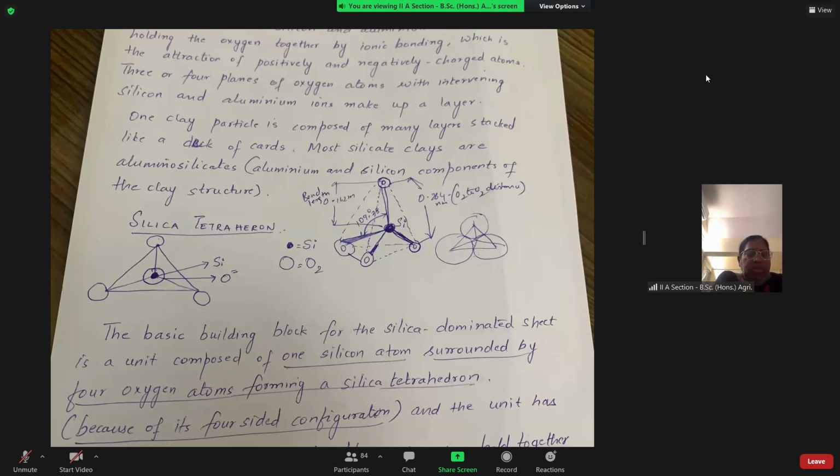Because of its 4-sided configuration, the unit is referred to as a tetrahedron, and it is said to have tetrahedral coordination. Here, the planes of oxygen held together by silicon are tetrahedrally oriented and referred to as the silica tetrahedral sheet. So that is clear now. So clay is made up of one silica tetrahedral sheet. Next, I will share the octahedral sheet.